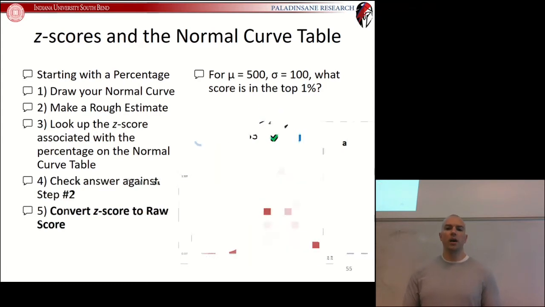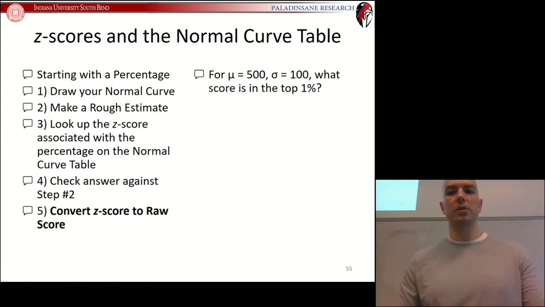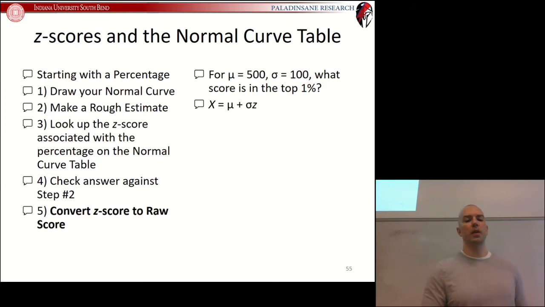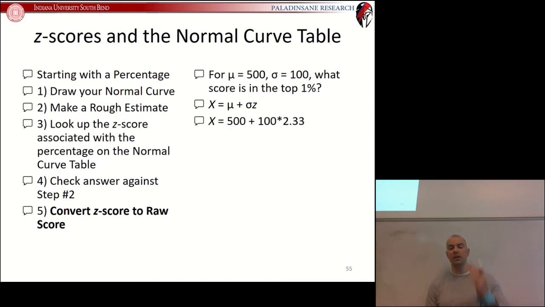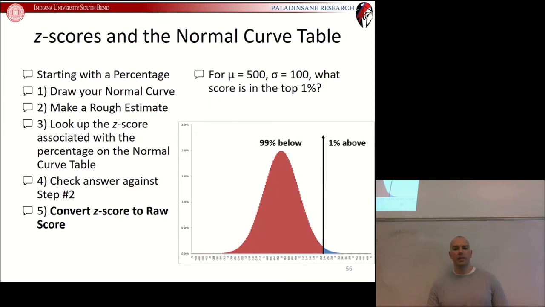So we go back to our formula for getting raw scores from z-scores. A raw score equals the mean plus the standard deviation multiplied by the z-score. We have all that information. The mean is 500. Standard deviation is 100. Our z-score we just figured out is 2.33. We plug that all in. We get a raw score of 733. So if you want to get into the top 1% on your SATs for each section, you want to score a 733 or higher in order to get into that top 1%.